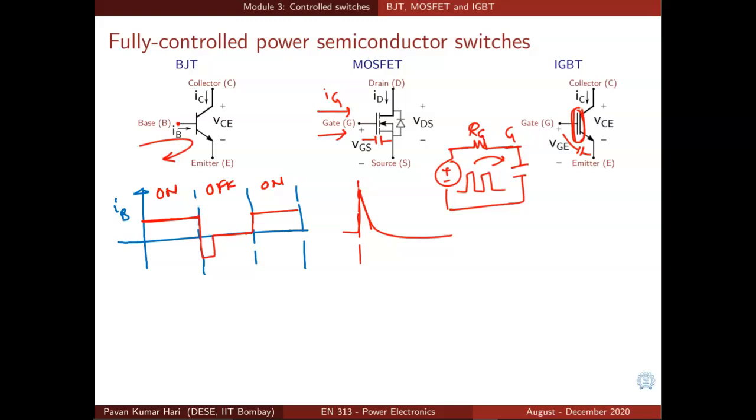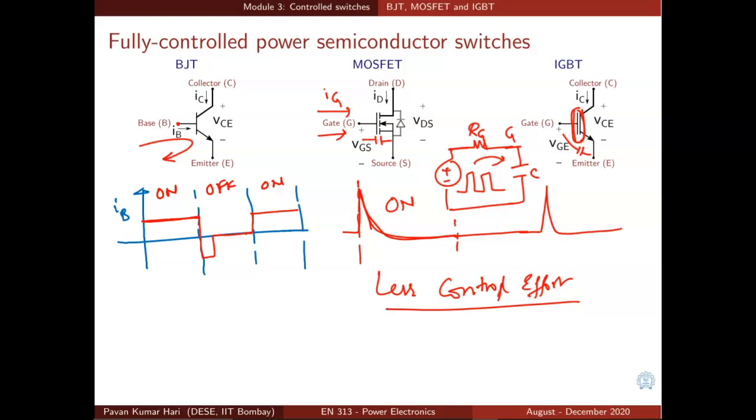So what will happen? Once the capacitor is charged, that means the device is fully on, no current or insignificant amount of current is drawn from the gate terminal. So this is on now, fully on. And then in the off state, of course, there is no current. Again in the on state, only little current is drawn. So the control effort is less in the case of MOSFET and IGBT.